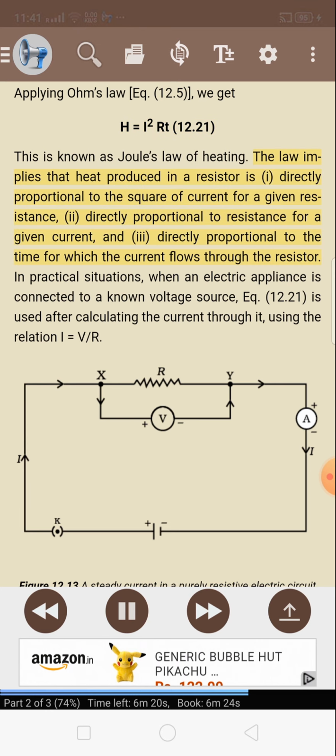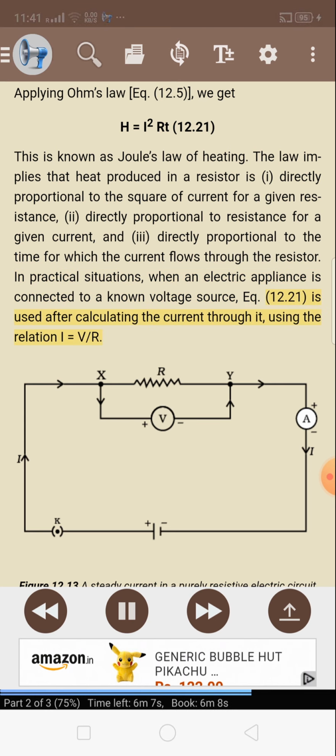The law implies that heat produced in a resistor is directly proportional to the square of current for a given resistance, directly proportional to resistance for a given current, and directly proportional to the time for which the current flows through the resistor. In practical situations, when an electric appliance is connected to a known voltage source, Eq. 12.21 is used after calculating the current through it using the relation I equals V/R. Figure 12.13, a steady current in a purely resistive electric circuit.